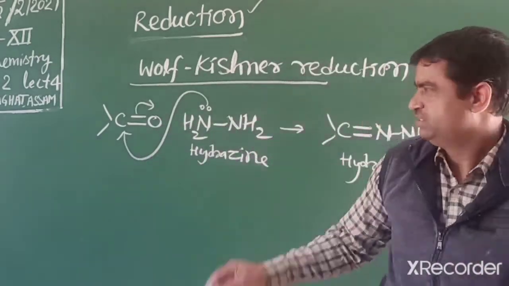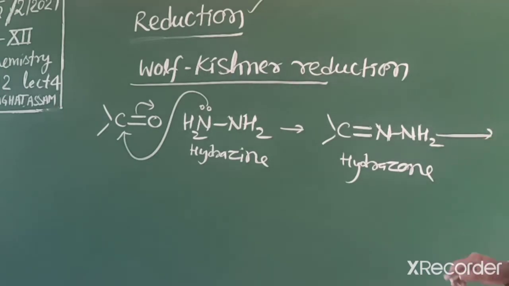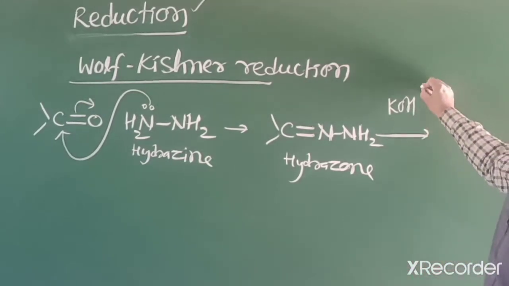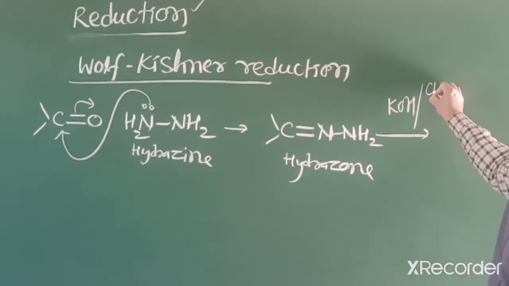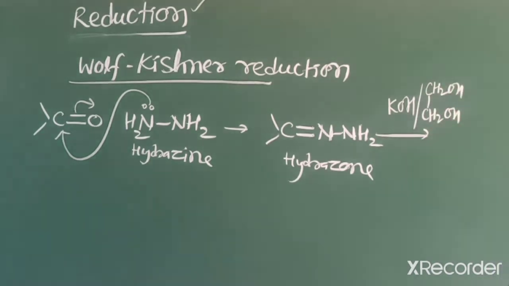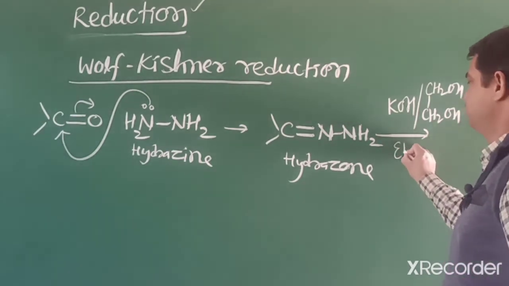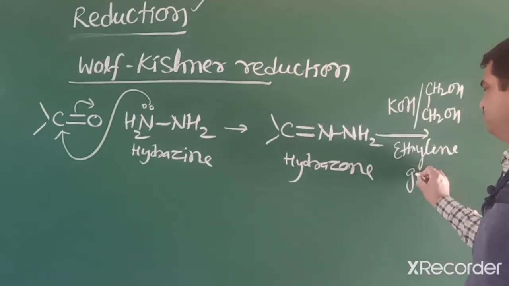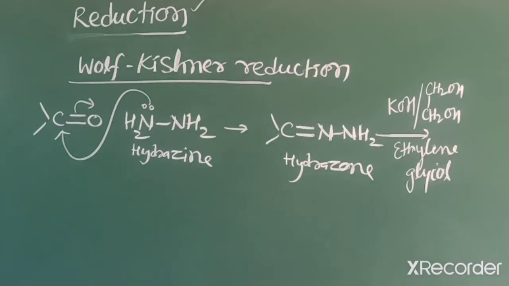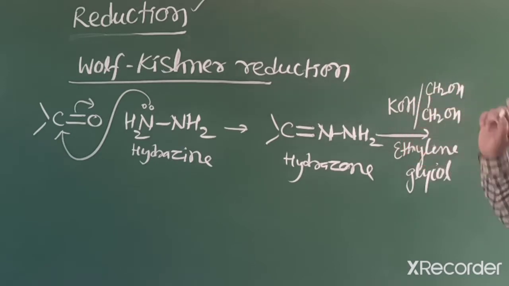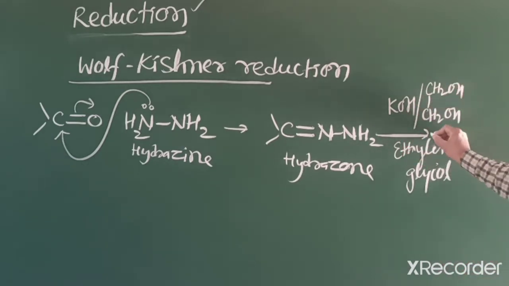After that, it reacts with KOH or NaOH in the presence of ethylene glycol. Ethylene glycol means ethane-1,2-diol; ethylene glycol is the common name. A dihydric alcohol has a higher boiling point. We can use potassium hydroxide or sodium hydroxide in the presence of ethylene glycol and then slightly heat the reaction.